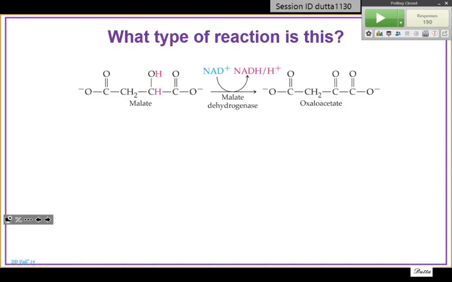So we're going to see a question like that. Malate has been converted to oxaloacetate. Remember, oxaloacetate. So why oxaloacetate? Because there are 2.